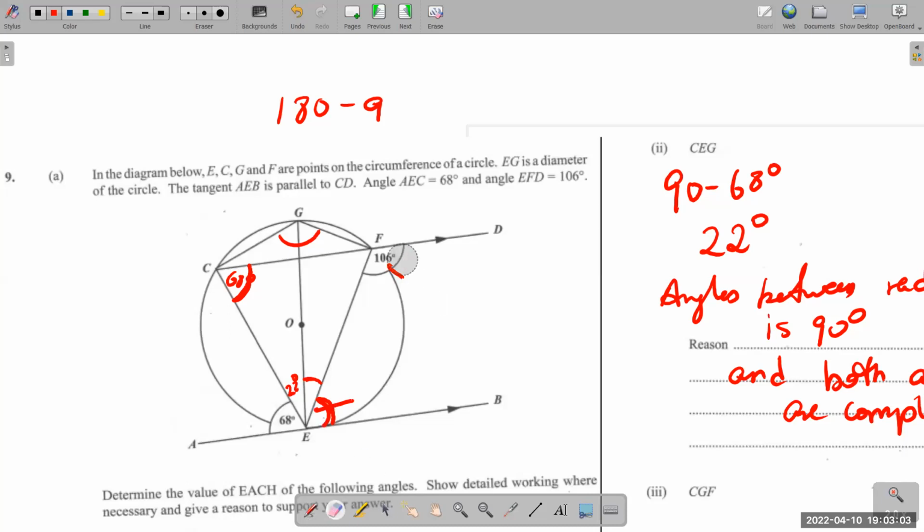So if here is 106, what is in between here? It's 180 minus 106. Let's go. So what is that? 180 minus 106 is what? 74. Now if I know here is 74, just like how we found this 22, how do I find this piece in here? 90 minus 74, right? And you get what? 16. So this entire angle, I'm going to put 16 here.